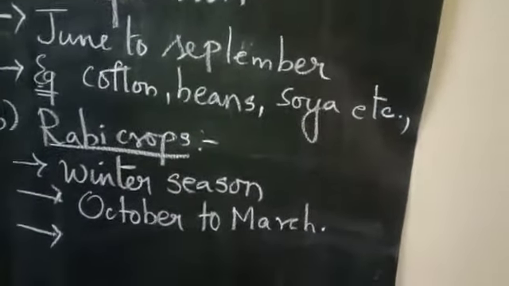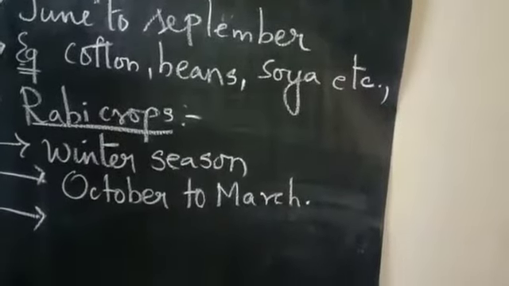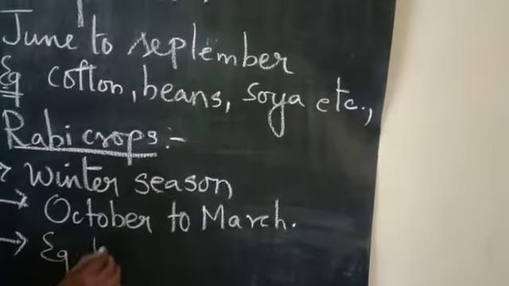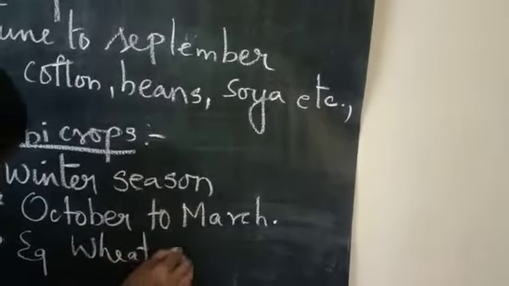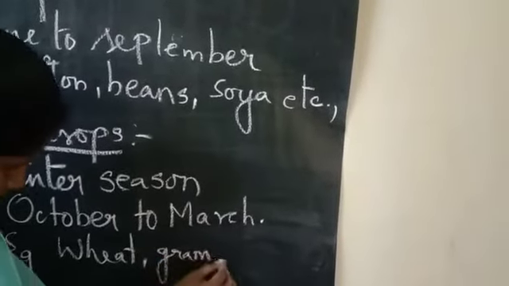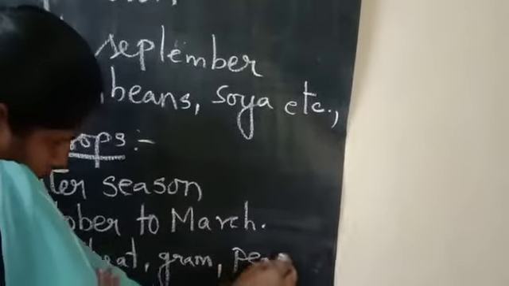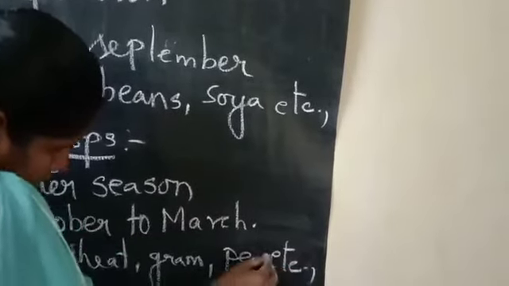Next we are going to see the examples. What all plants can be grown? Wheat, gram, peas, etc. Clear?